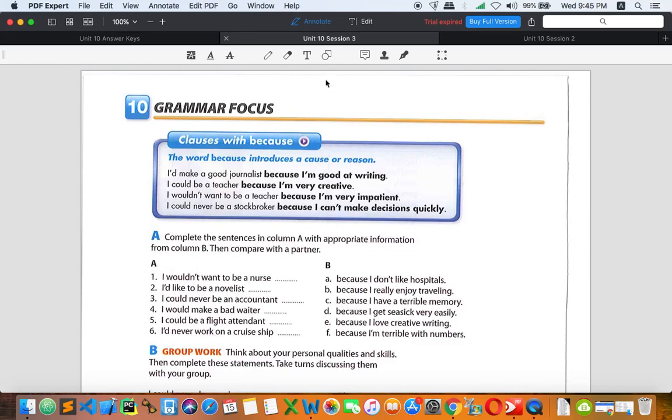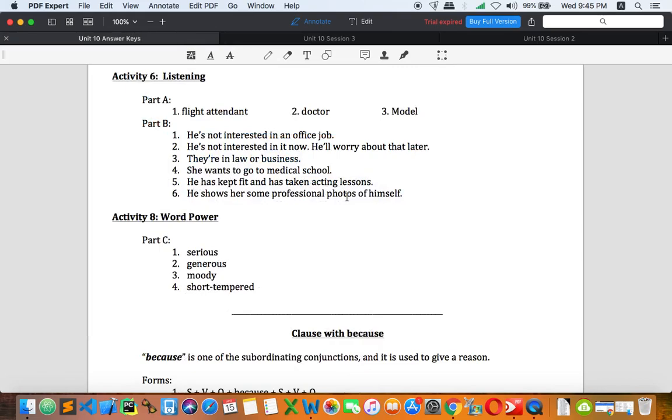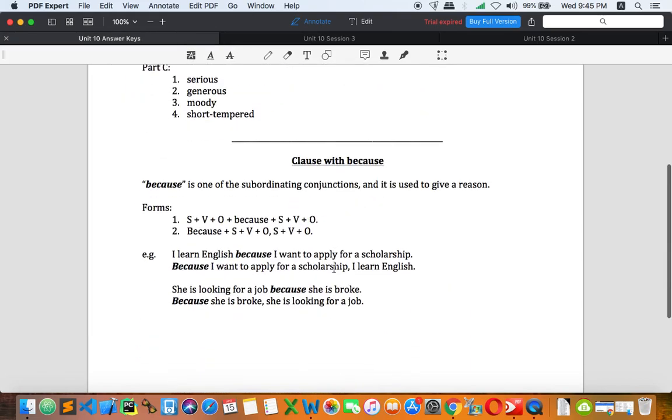It's the answer key, but the second part. Take a look at because altogether right here. Because is one of the subordinating conjunctions. So you can say it's a subordinator, and it is used to give a reason, as I mentioned earlier. And we have two forms. One is subject, verb, and object, because, subject, verb, and object.